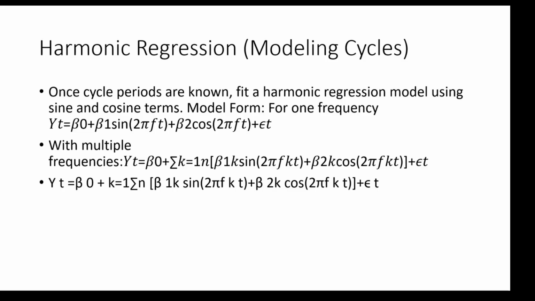Supposing you have multiple frequencies, then all those frequencies can be accommodated. You'll have 1 sine and 1 cosine for each frequency. So you'll have beta 1 sine 2 pi f t, plus beta 2 cosine, plus beta 3 sine 2 pi f dash t, plus beta 4 cosine 2 pi f dash t, like that. You're going to have many terms in the model.